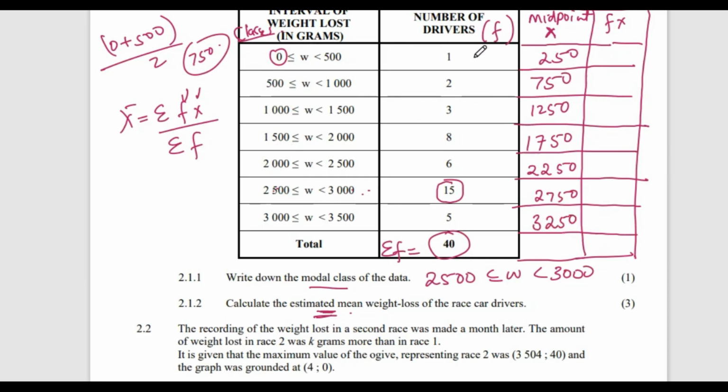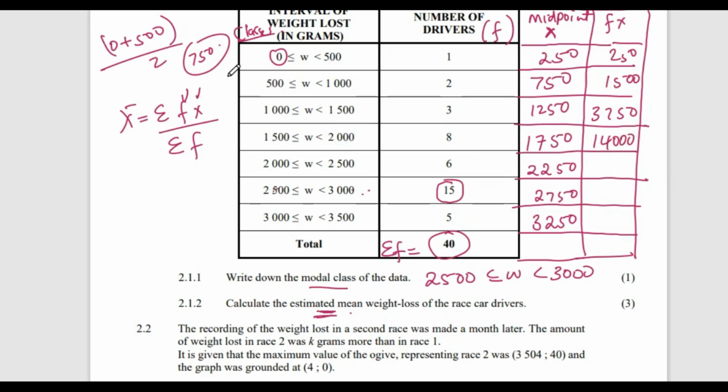And then if we multiply the 250 by the 1, we shall get a 250. 750 by 2, we shall get a 1,500. And then 1,250 times 3, we shall get that 3,750. And then 1,750 times 8, we're getting 14,000. And then 2,250.